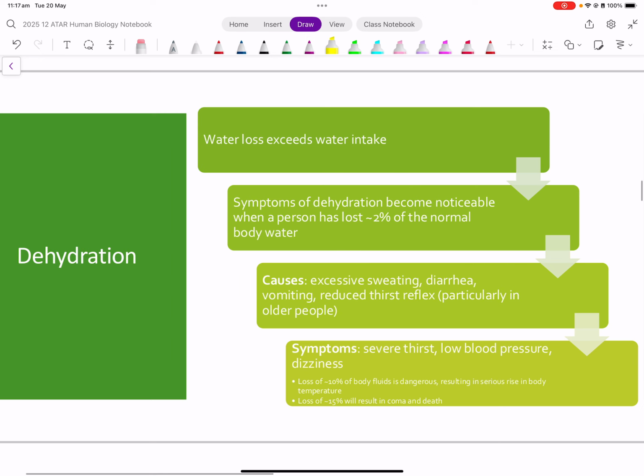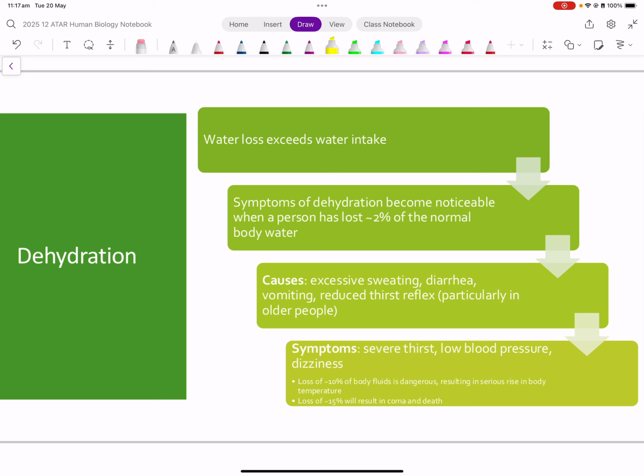And dehydration, very simply, is where we have more water lost from the body than we have gained. So people tend to notice dehydration once they've already lost about 2% of their normal body water. So that's when things like thirst come into play. You're already slightly dehydrated. Now, some causes: excessive sweating, diarrhea, vomiting, maybe a reduced thirst reflex, and that can be found most commonly in older people.